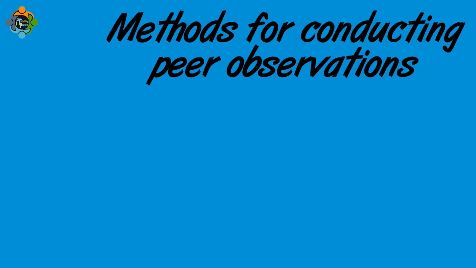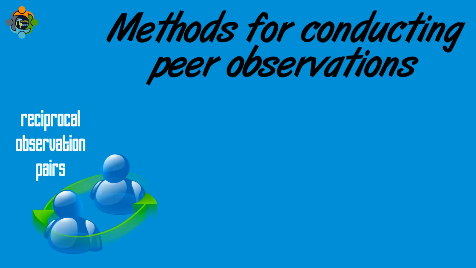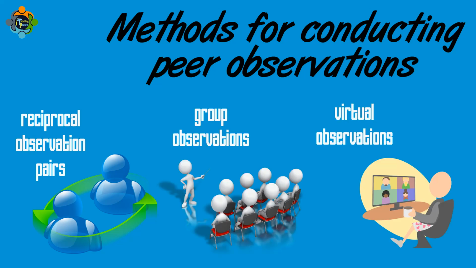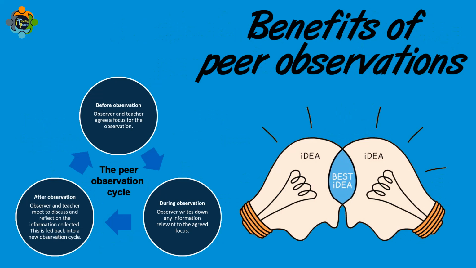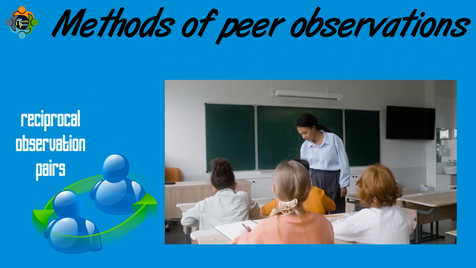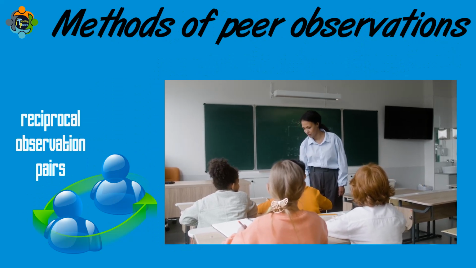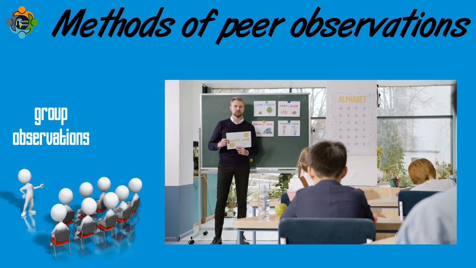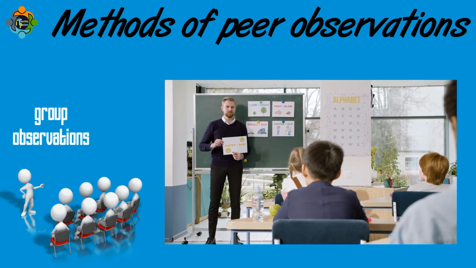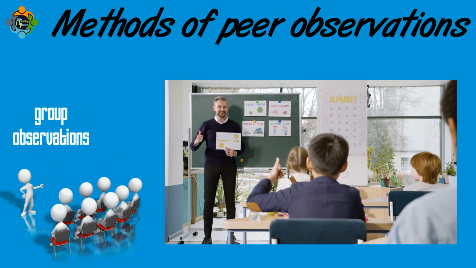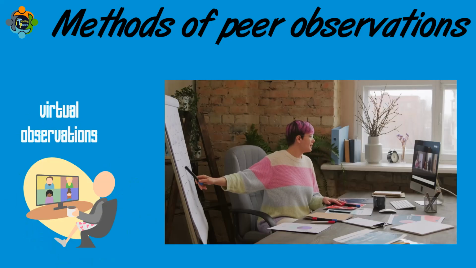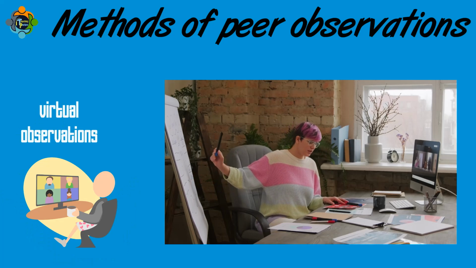There are several methods for conducting peer observations, such as reciprocal observation pairs, group observations, and virtual observations. Each method offers unique opportunities for learning and growth. Reciprocal observation pairs involve two teachers observing each other's classes and providing feedback. Group observations allow multiple teachers to observe a lesson together and engage in collaborative discussions. Virtual observations utilize technology to observe and provide feedback remotely.